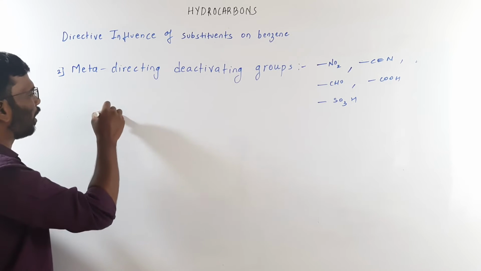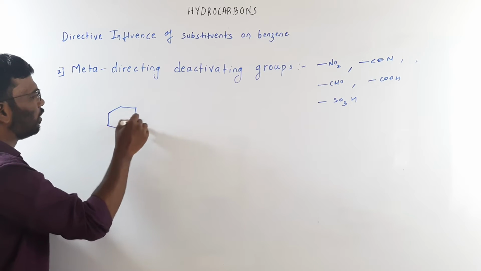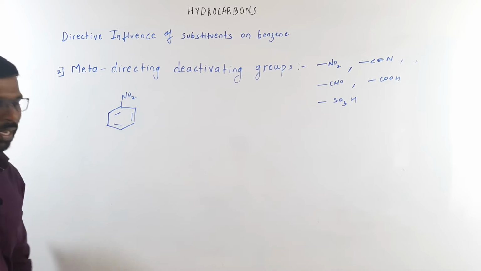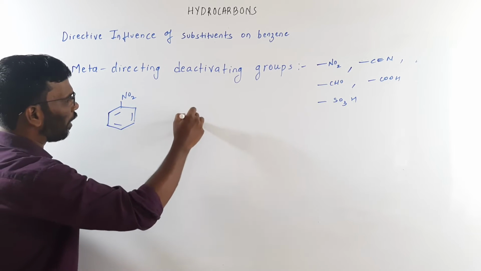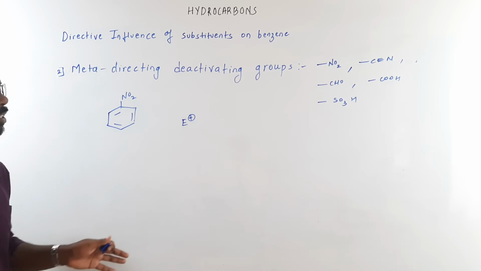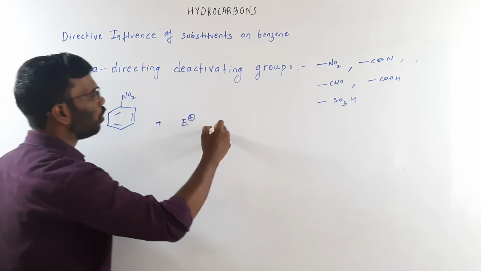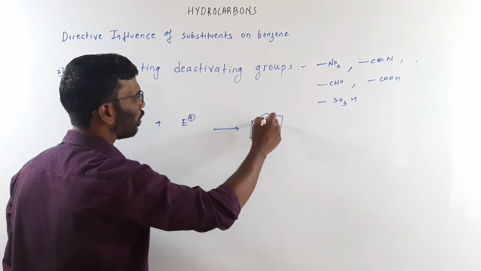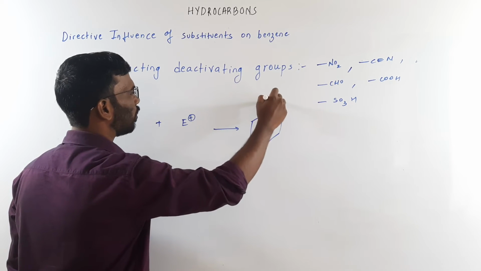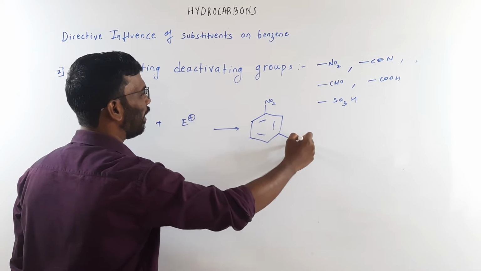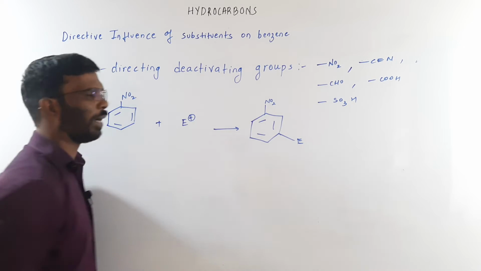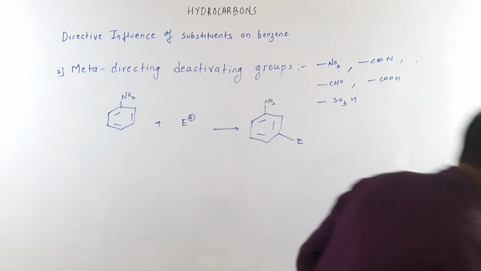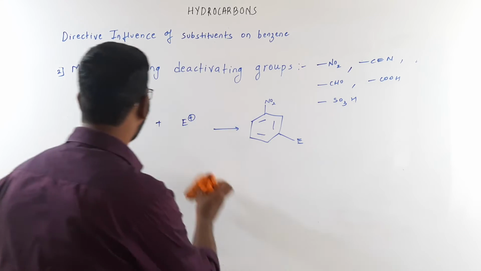If these groups are there, okay, let's consider the NO2 group is there, and let's say there is some electrophile E. Now where will it get substituted? You will get only one product. That is NO2, and E will be substituted at the meta position. Let us understand this by the resonance structure of nitrobenzene.